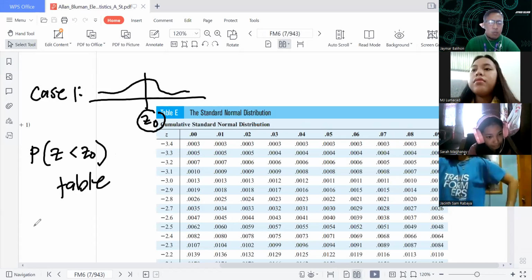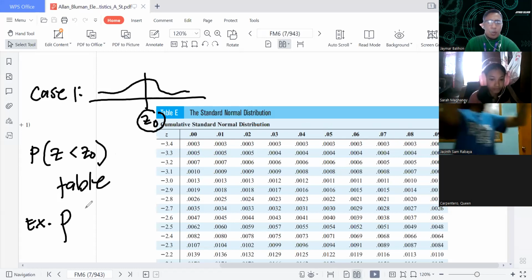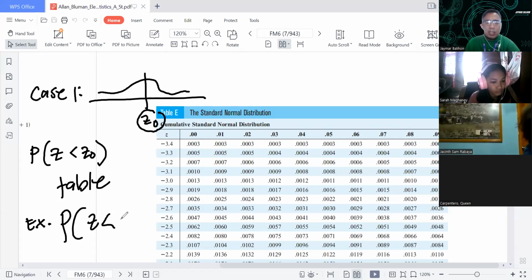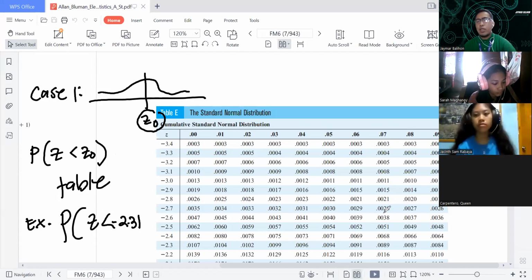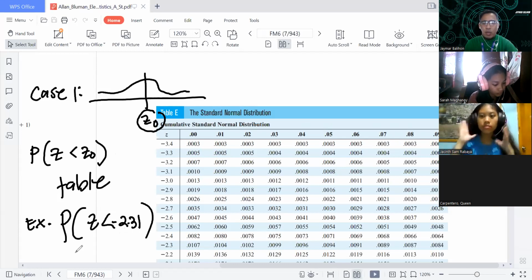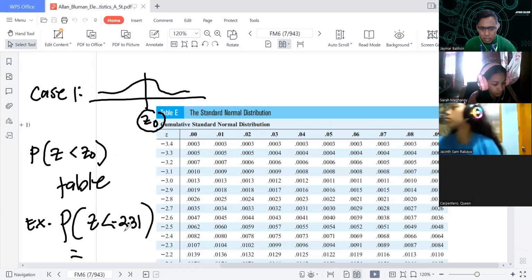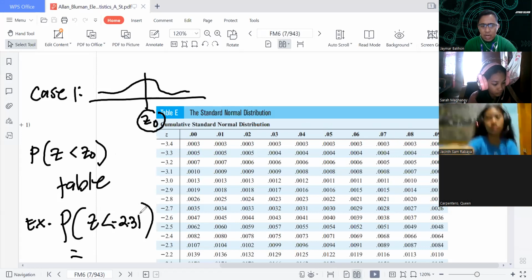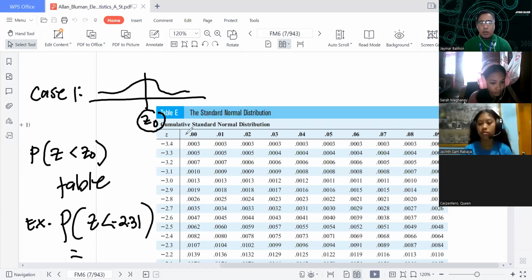I'll give you an example. What is the probability of z less than negative 2.31? If you're going to be looking for this, the first thing that you will have, as you can see, are the ones, tenths, hundredths. And if you consider the table, you have here the ones and tenths, and here the hundredths.